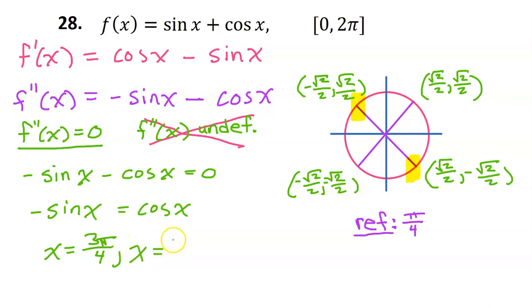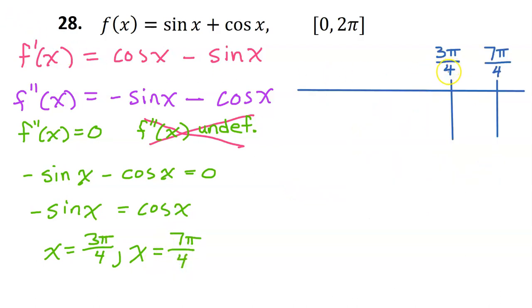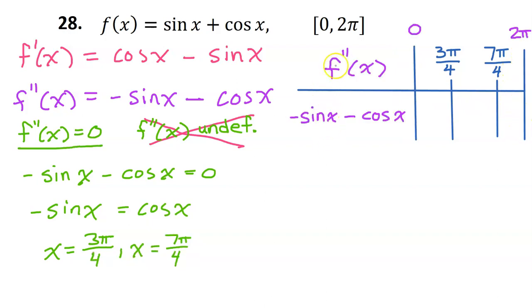So these are the two special numbers. Here are the two special numbers in order on the number line. Because we are limited to the interval from 0 to 2 pi, I'm going to add 0 on the left and 2 pi on the right. Make sure you label the sign chart as f double prime. Now it's time to figure out if this expression is positive or negative in each of these intervals.